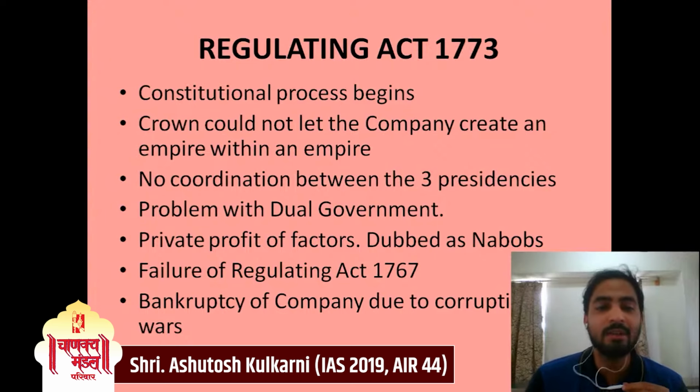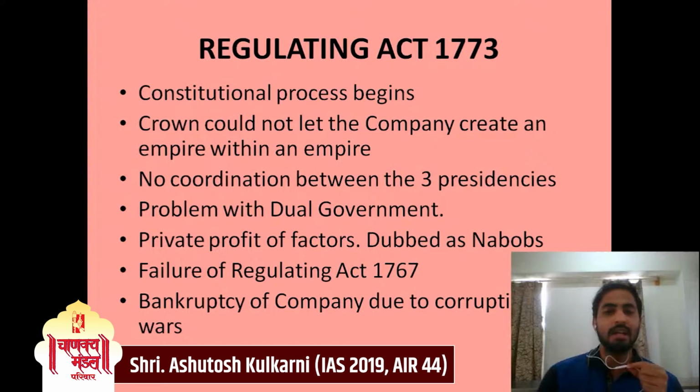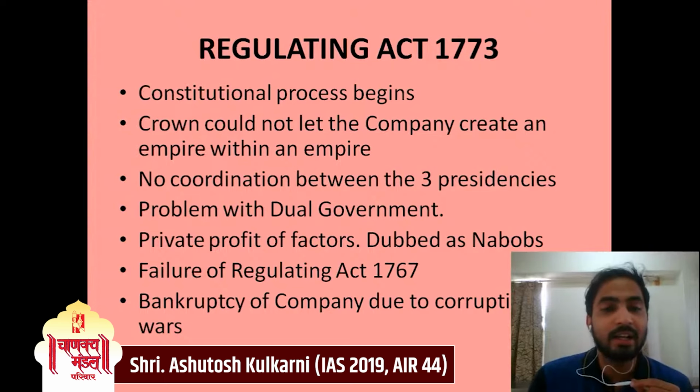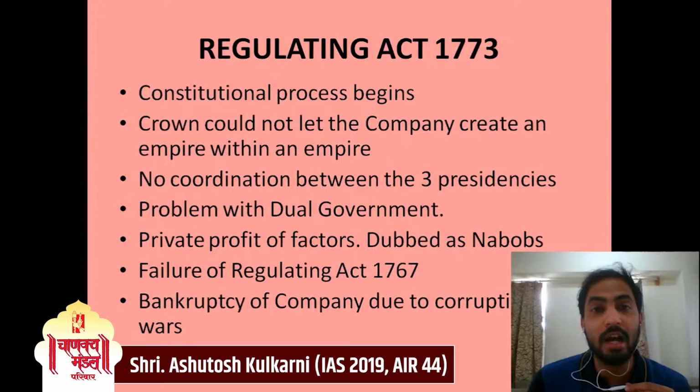So now the reason behind the entire thing, why the constitutional process was there, because I have listed all the reasons on your screen, that the British Crown could not let East India Company create another empire within an empire. So what if tomorrow East India Company goes rogue and says that we will not align with Britain and this is now our independent possession? So that was a threat. So you need to regulate the East India Company.